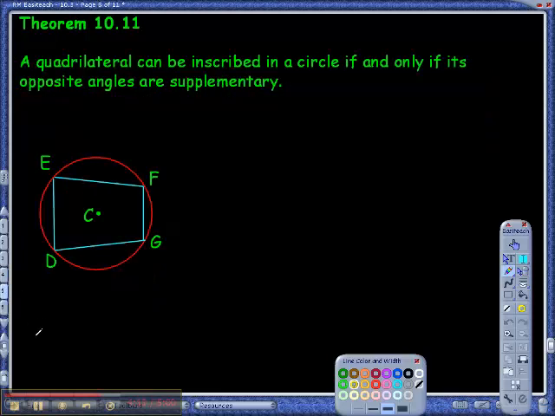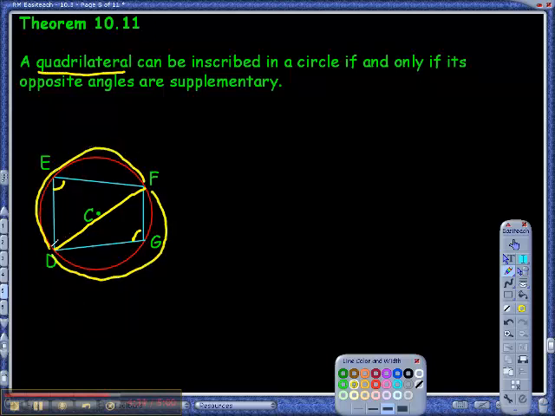The last one talks about a quadrilateral, so a four-sided figure, can be inscribed in a circle if and only if its opposite angles are supplementary. Again, think about it. What do you know about these two angles together? Well, let's look at their arcs. They're both inscribed angles. This arc and this arc together would equal 360. Well, these are each half, so together those are going to be 180 degrees.